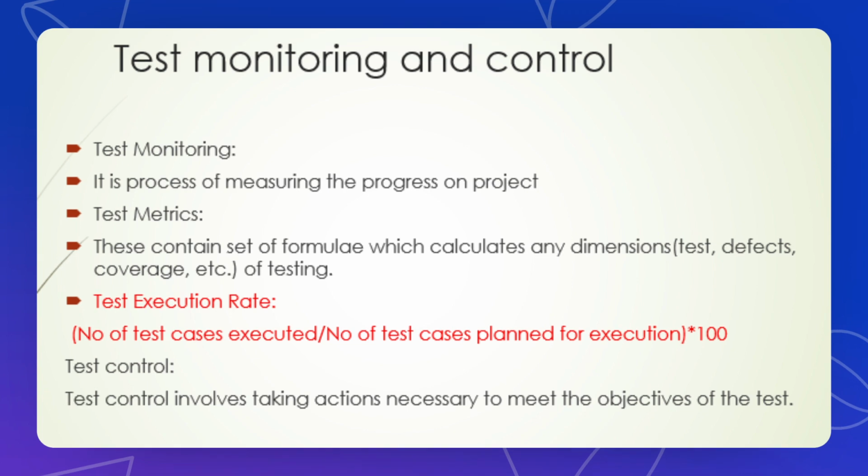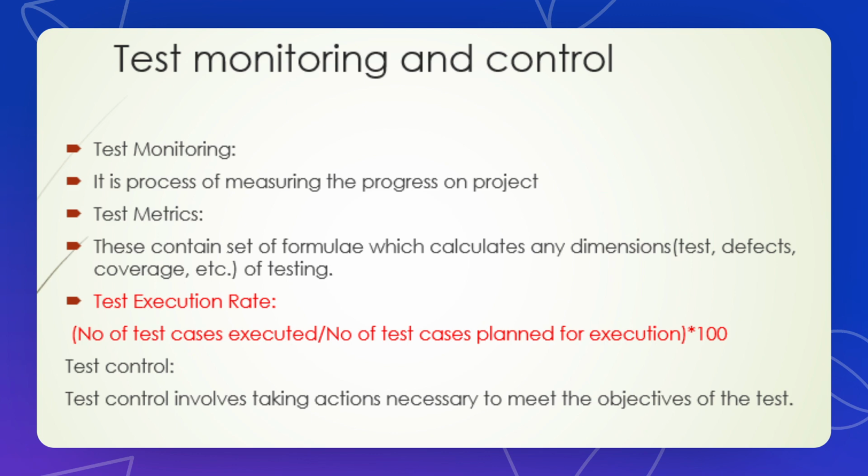So we monitor our test activities. It is a process of measuring the progress on the project, so test metrics are collected. These contain a set of formulas, for example, defect coverage. When we talk about execution rate, it is the number of test cases executed over the total number of test cases planned for execution, into 100. So test execution rate formulas are defined.